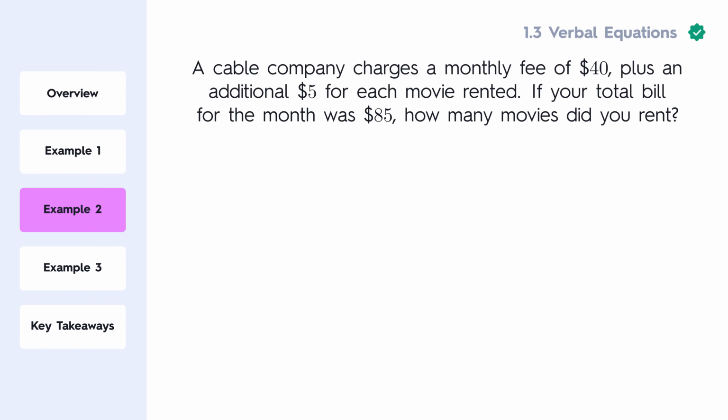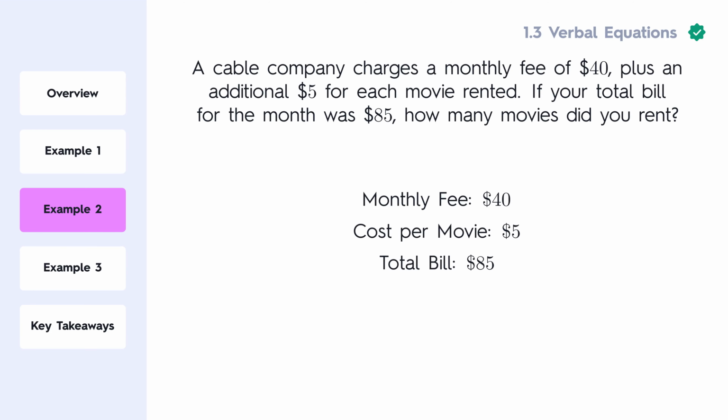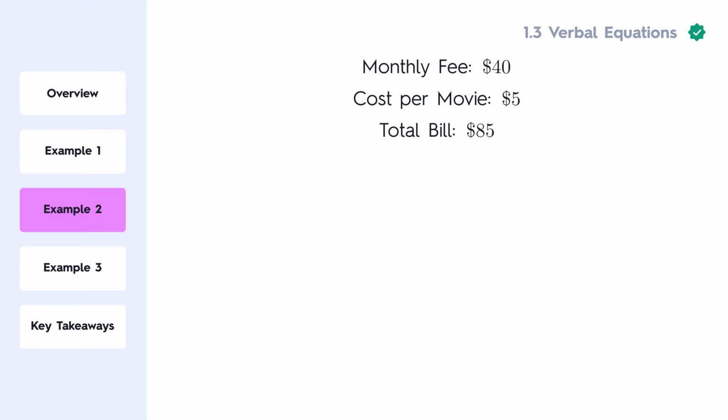A cable company charges a monthly fee of $40, plus an additional $5 for each movie rented. If your total bill for the month was $85, how many movies did you rent? First, we need to identify the key information. The problem tells us that the monthly fee is $40, and each movie rented costs $5. We also know the total bill was $85. What we need to find is how many movies were rented. This will then become our variable. Let's call this value x. This means that the total cost for renting movies would be $5x.